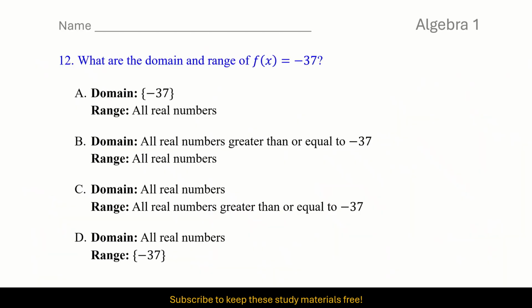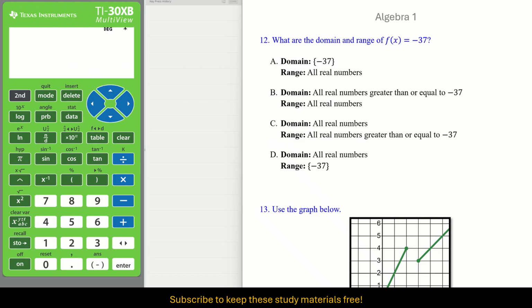Number 12, what are the domain and range of f of x equals negative 37? Using a TI-30 family calculator, we don't get quite as much as we would with a graphing calculator. Yes, that's true. However, we can get enough to think this problem out.